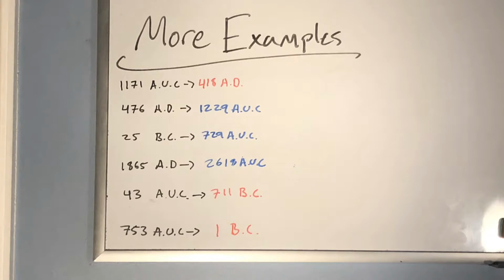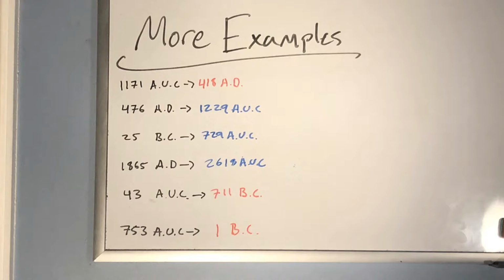Now we get into one of the B.C. dates. Here you have to subtract the B.C. date from 754. So 754 minus 25 would be 729 A.U.C. Here, 1865 A.D., once again, just add 753 to get 2,618 A.U.C.